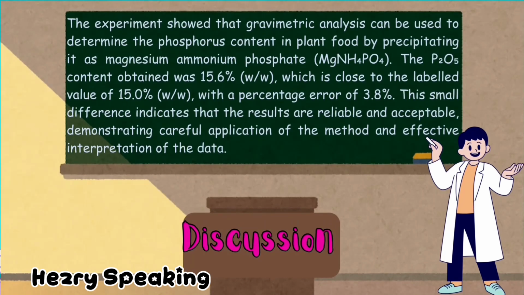Now, I will move on to the discussion. The experiment shows that gravimetric analysis can be used to determine the phosphorus content in plant food by precipitating it as magnesium ammonium phosphate. The phosphorus pentoxide content obtained was 15.6% weight per weight, which is close to the label value of 15% weight per weight. With a percentage error of 3.8, this small difference indicates that the results are reliable and acceptable, demonstrating careful application of the method and effective interpretation of the data.